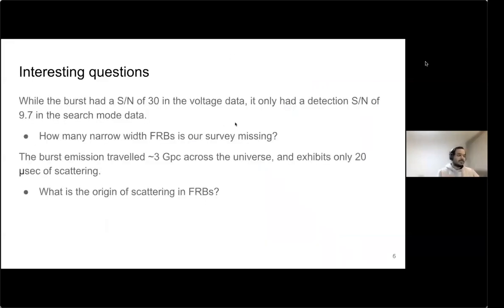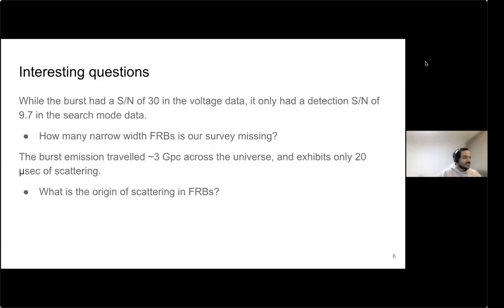Okay, so while analyzing the data, there were 2 important questions that came to mind. The first one was because of the fact that the burst had a signal to noise of 30 in the voltage data, while it only had a detection signal to noise of 9.7 in the search mode data. We just barely managed to detect it. So the obvious question is, how many narrow width FRBs is the survey missing? This is the same question which I think Clancy was asking after the previous talk.